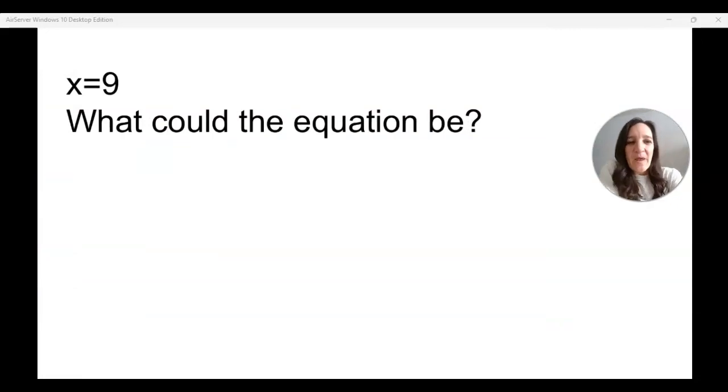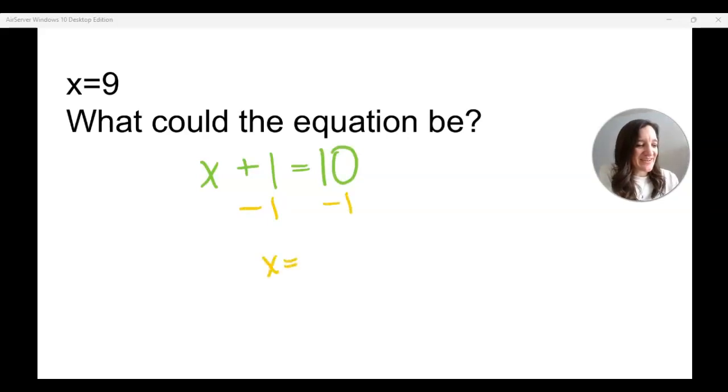This is something you can do though. If I say x equals 9, what could your equation be? I'm going to have you kind of work backwards. Oh, gosh, what could you do? X plus 1 equals 10, right? Let's see if that would work, because then we need to minus 1 and minus 1. X would give us 9.